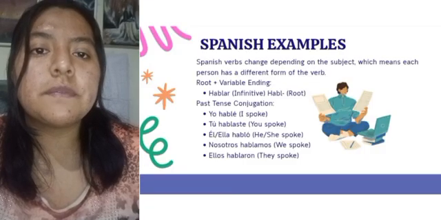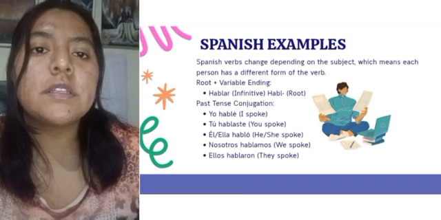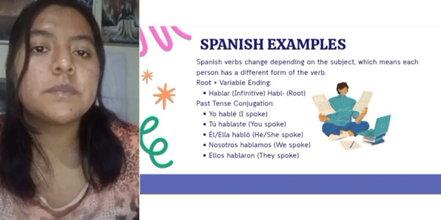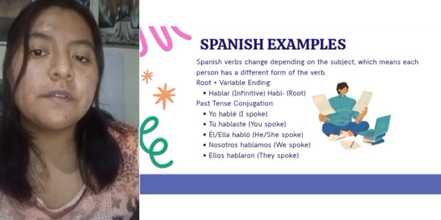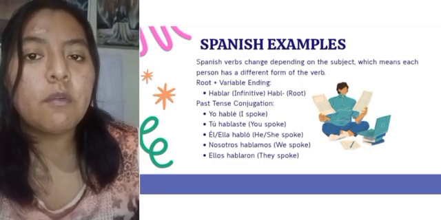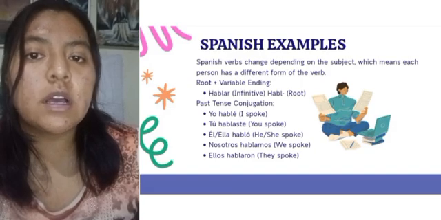This slide explains the basic anatomy of a Spanish verb. The main takeaway is that verbs are like puzzles made of two pieces, a root and a variable ending. For example, take the verb hablar. When you remove the -ar, you get the root habl-.